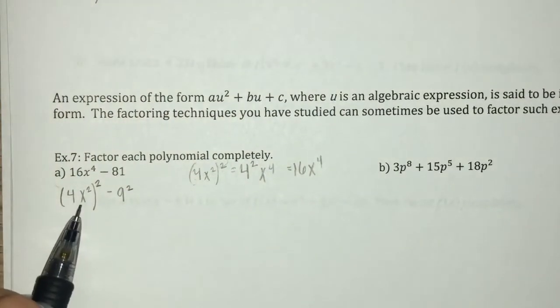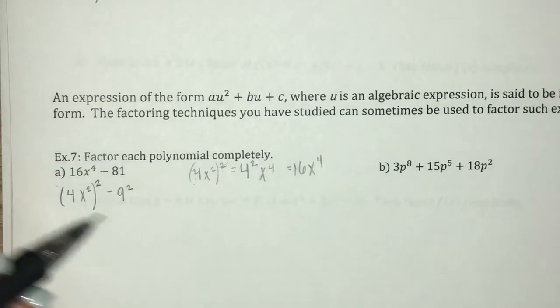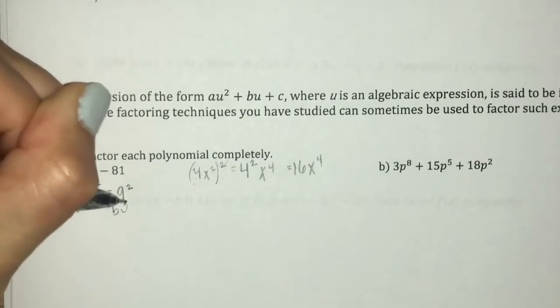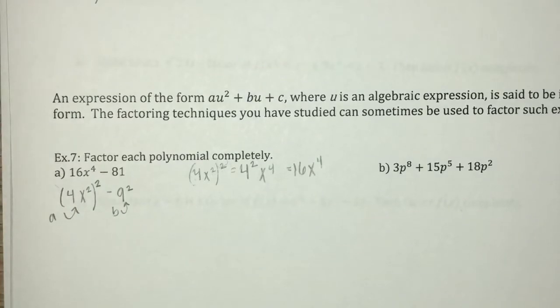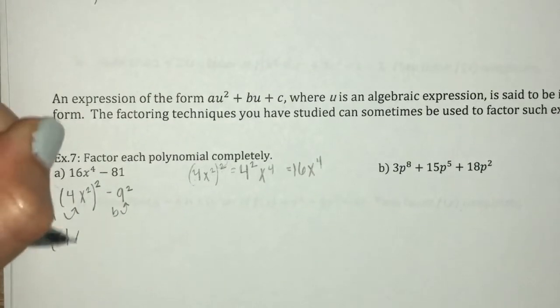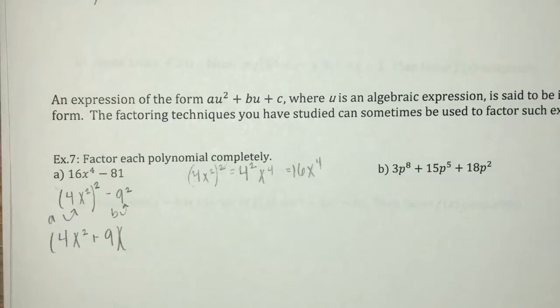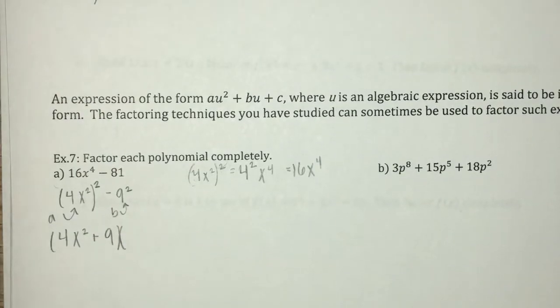And then now you can see this is a difference of squares. It's a squared minus b squared, so a would be 4x squared and b would be 9, so a plus b would be 4x squared plus 9 times 4x squared minus 9 for a minus b.